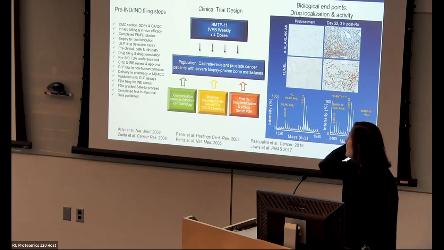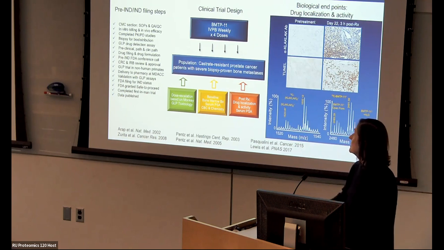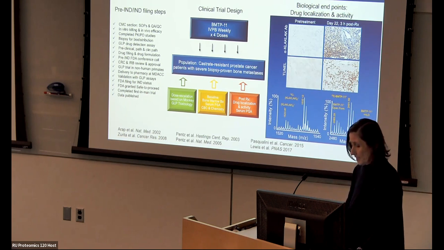And this is what you see here. So the patients enrolled in the trial had a very heavy metastatic burden of cancer to the bone, castrate resistant, they had failed all types of previous therapies they had been given, and then they were enrolled based on inclusion criteria. And so they were infused with BMTP11 for 4 weeks within a month.